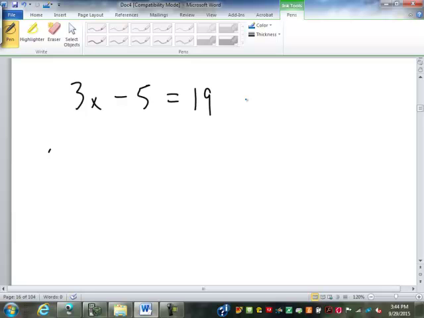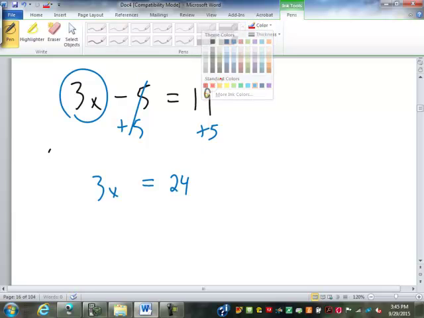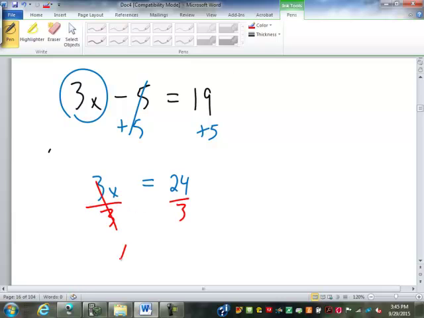So to solve something like this, what's our first step going to be? Add 5 to get rid of the -5, so we have to add 5 to the other side as well. So on the left side, all we have is the 3x anymore. The -5 is gone. Over here, 19 plus 5 is 24. And then divide by 3. X equals 24 divided by 3 is 8.